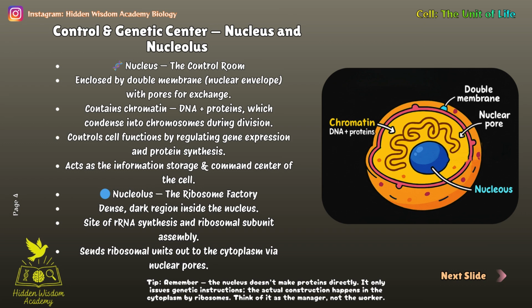The nucleolus inside the nucleus makes RNA and ribosomal parts, which then move to the cytoplasm to make proteins. Together, the nucleus and nucleolus act as the brain of the cell, managing control, coordination, and inheritance.